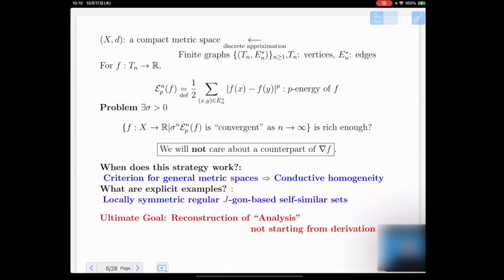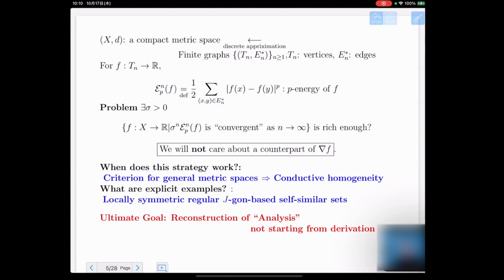And so our problem is, are there any good scaling factors here? So is this scaled p-energy convergent to something? This is some mode of convergence, convergence to some nice value. And the problem is whether the space with some nice sigma is rich enough, contains rich functions and some good properties. So this is a problem.